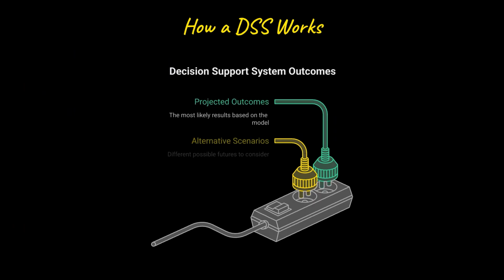A DSS works by combining data with analytical models. The manager feeds in different assumptions about costs, volumes, risks, or timelines, and the system projects the likely result of each set of inputs, letting the manager compare outcomes side by side.